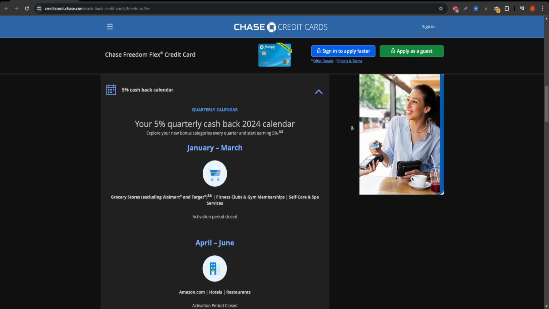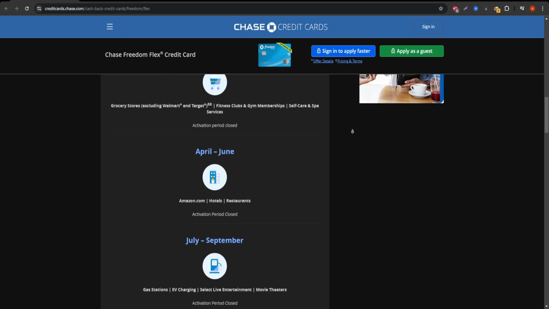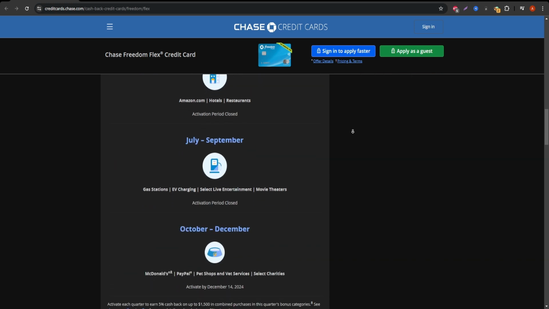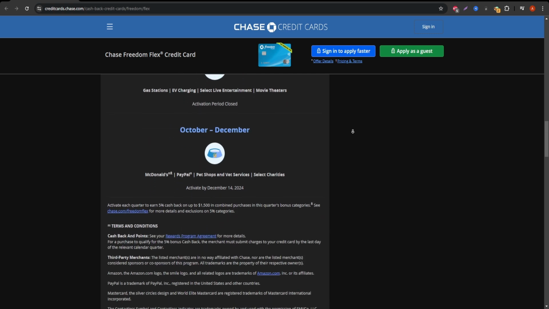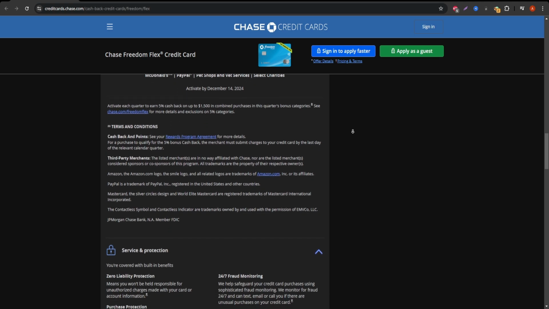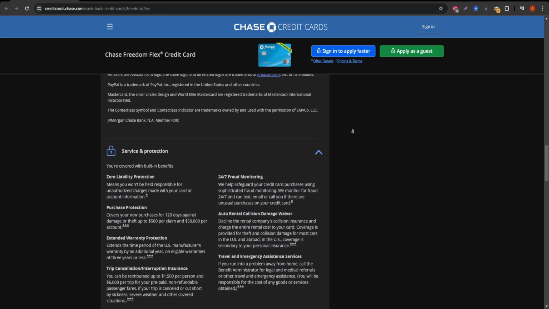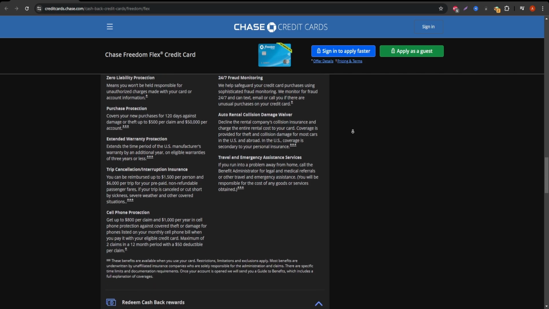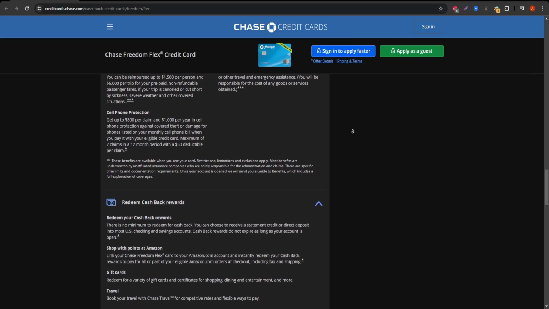The categories often include everyday spending areas like grocery stores, gas stations, and restaurants, which means you can earn significant rewards on things you already buy. Another advantage of the card is the additional cashback opportunities: 3% on dining, including takeout and eligible delivery services, 3% on drugstore purchases, and 5% on travel purchases made through Chase Ultimate Rewards. You'll also earn a $200 bonus after you spend $500 in the first 3 months from account opening.